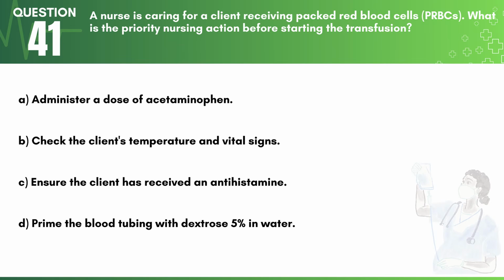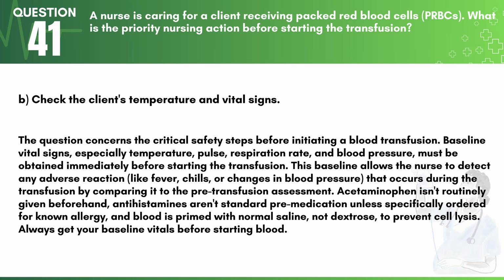Answer B. Check the client's temperature and vital signs. The question concerns the critical safety steps before initiating a blood transfusion. Baseline vital signs, especially temperature, pulse, respiration rate, and blood pressure, must be obtained immediately before starting the transfusion. This baseline allows the nurse to detect any adverse reaction, like fever, chills, or changes in blood pressure, that occurs during the transfusion by comparing it to the pre-transfusion assessment.